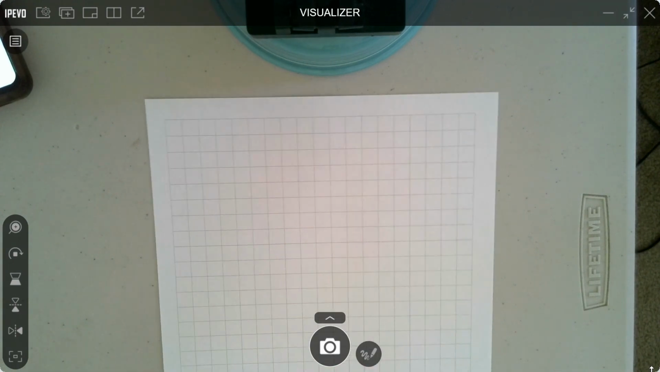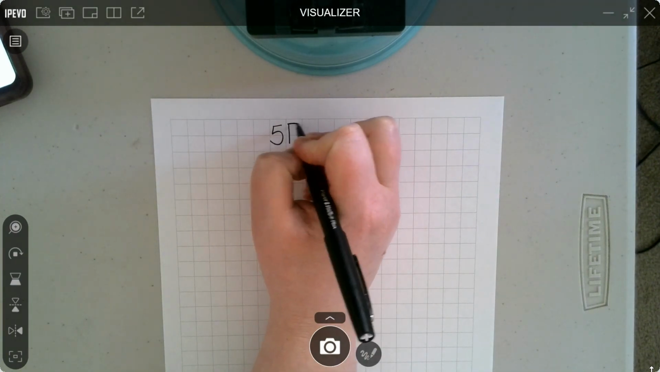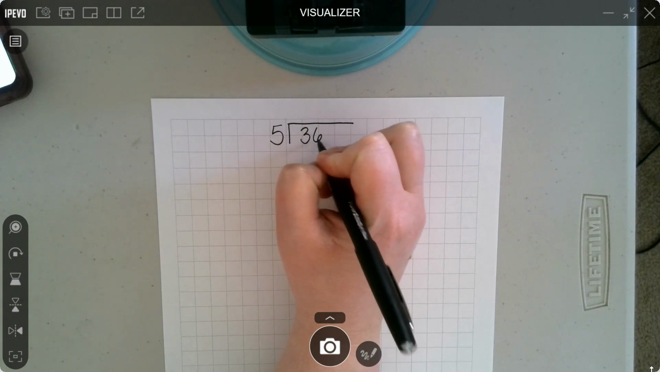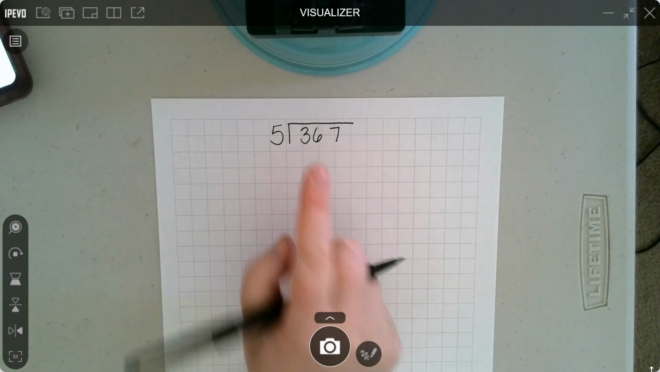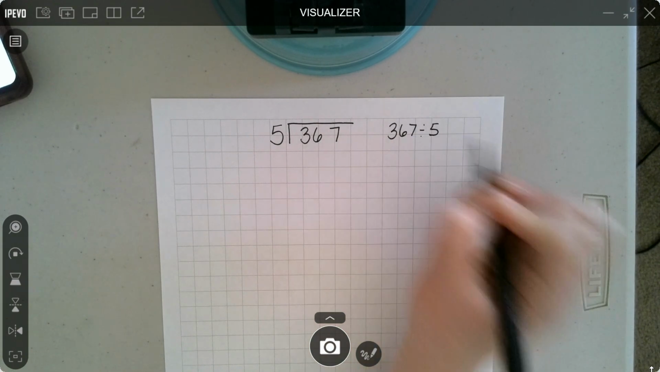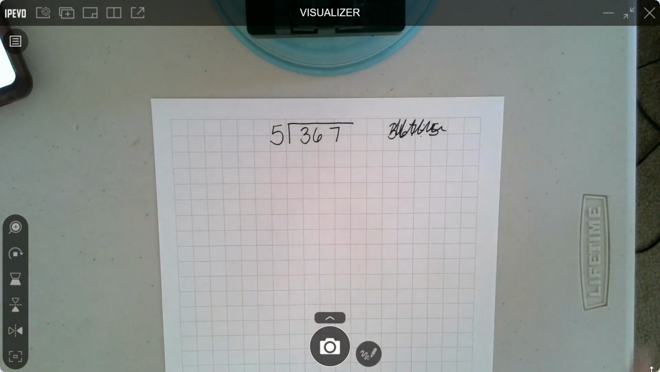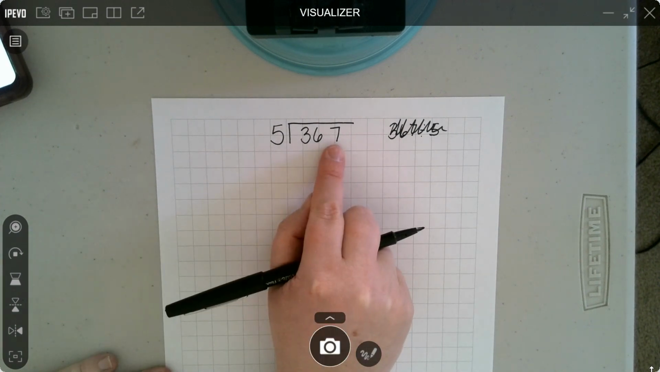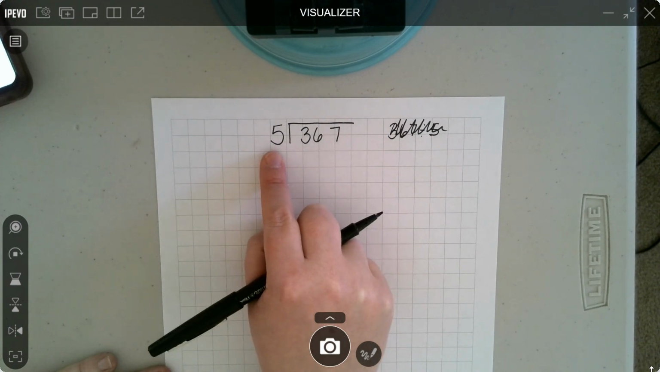At the top of that page, or wherever you are at, I want you to write this equation down. 367 divided by 5. Now, remember, you can write your equations this way, or you can write it this way. But for the sake of today's lesson, I want you to write it like this. Now, this is a 3-digit number, 367, being divided by a 1-digit number, 5.